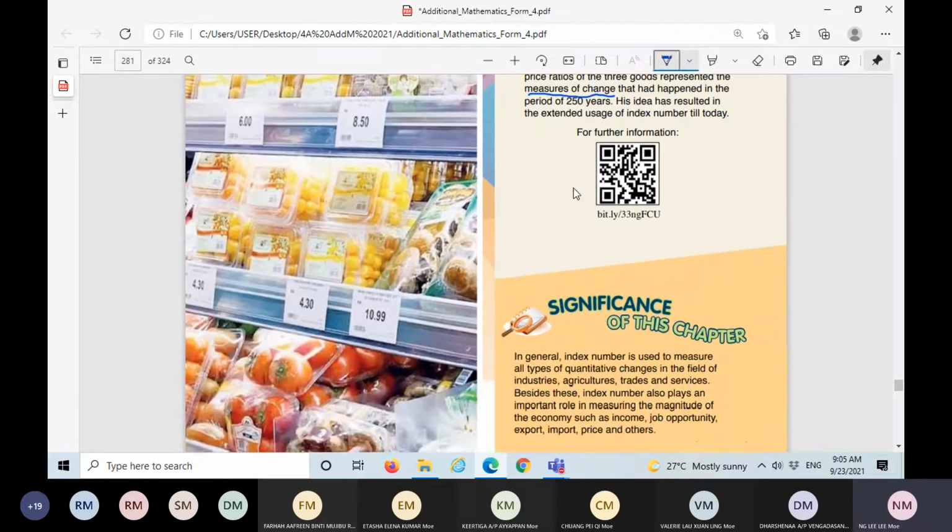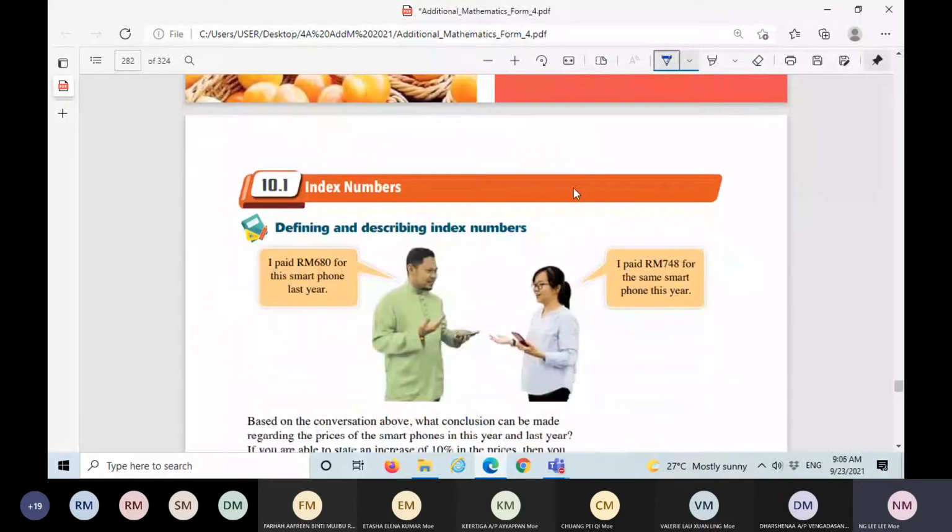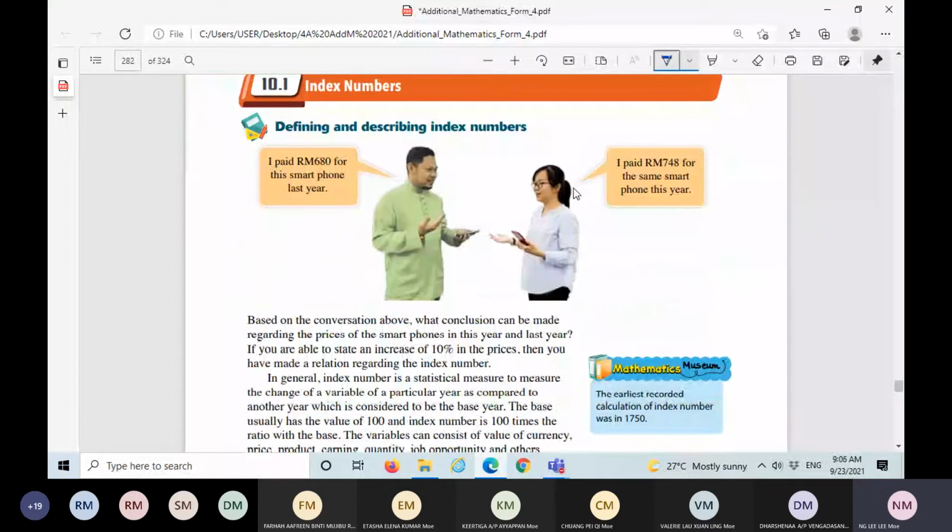Okay, then we go down. This one is nothing. So we will start the index number. Actually this type of question is related to what you learned last time, percentage. They will ask how many percent increase or how many percent decrease. Actually it's quite related. So you go to this example.